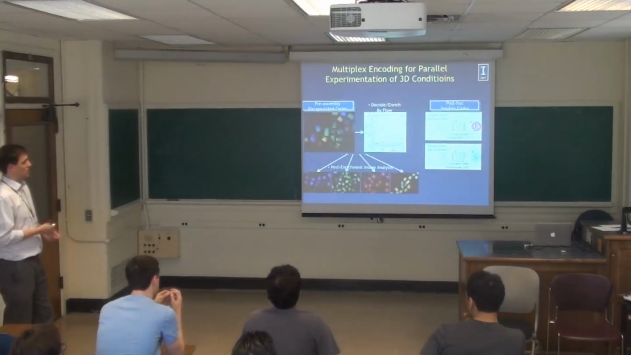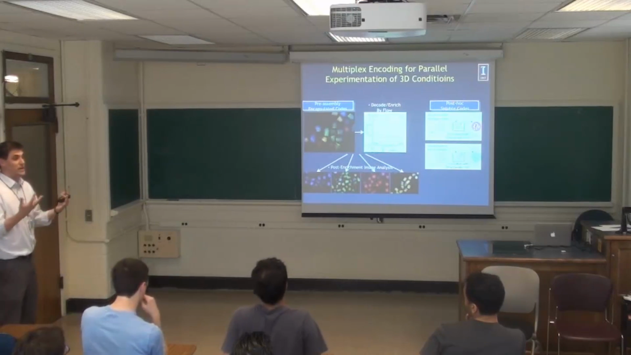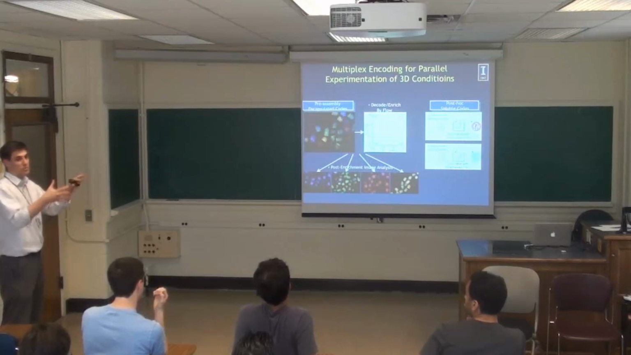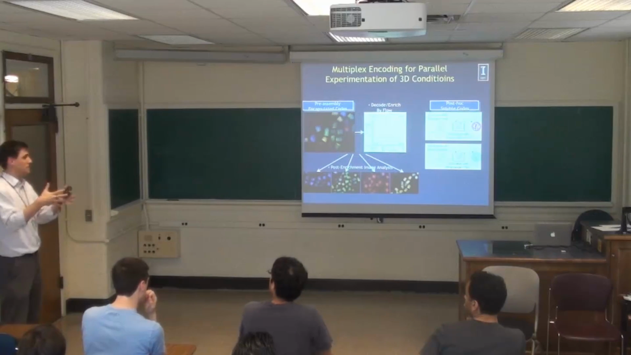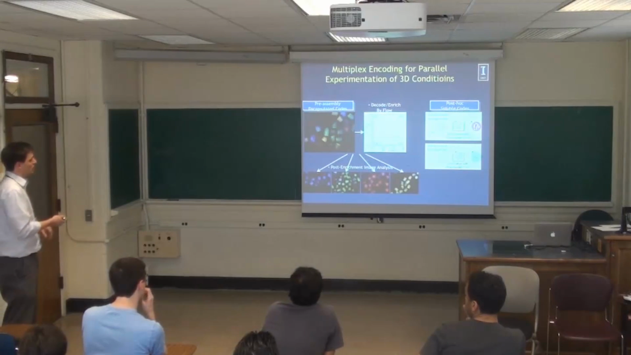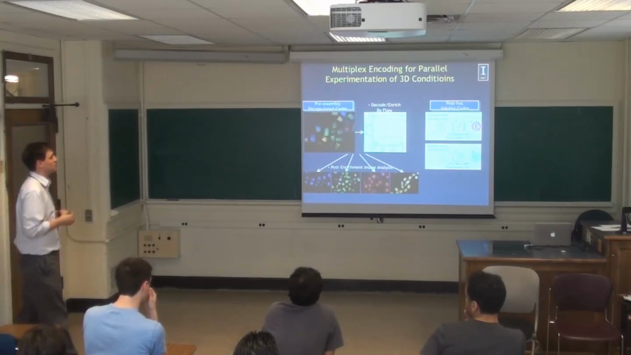And lastly, I wanted to talk about this idea of multiplexing. So if we really want to increase throughput, then a nice feature is if you can actually perform multiple experiments in parallel within your batch system. And you can do this in a couple different ways. One way we did it was essentially you can add what we call pre-assembly codes.